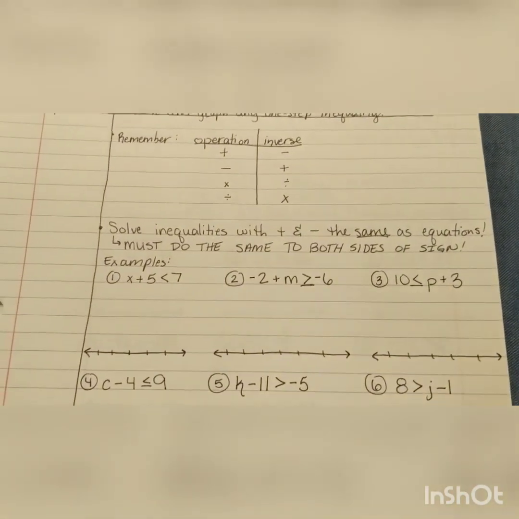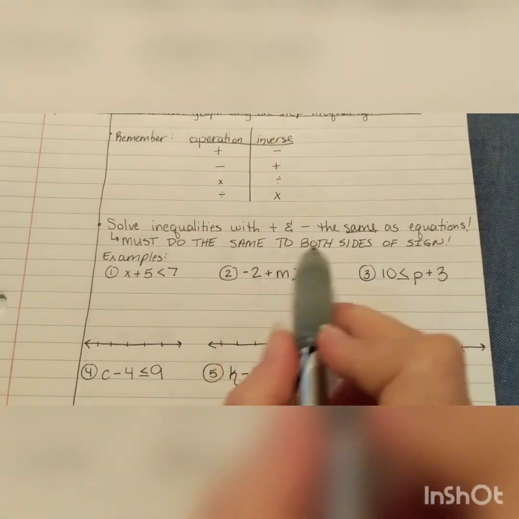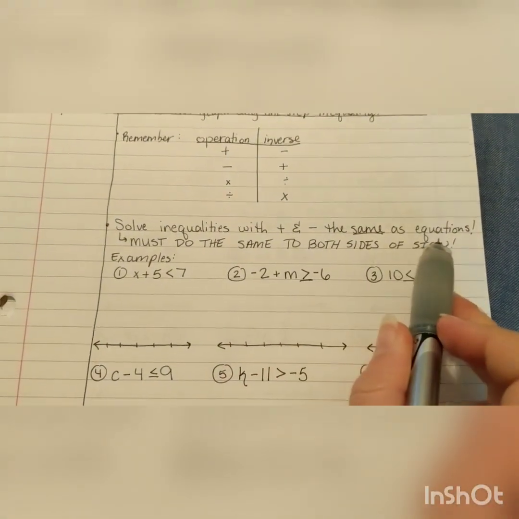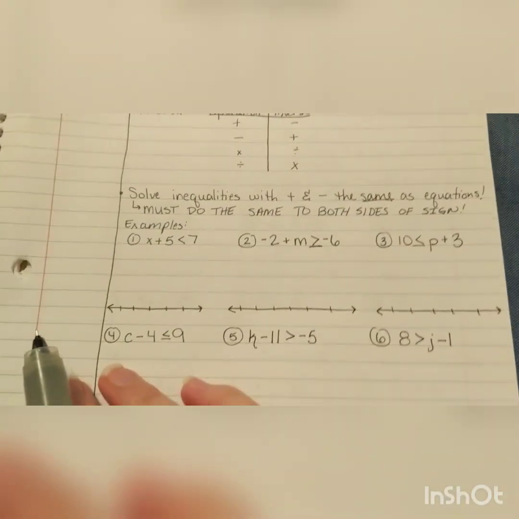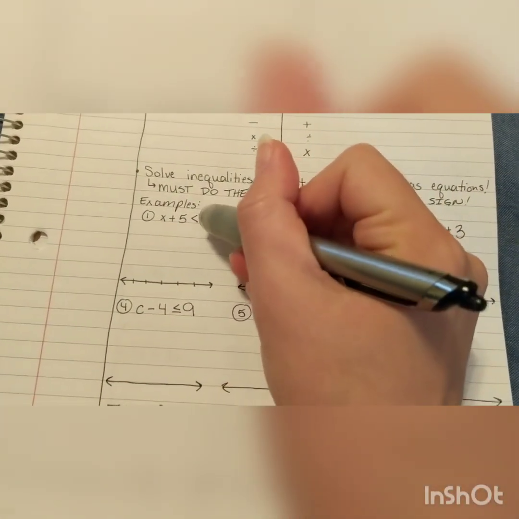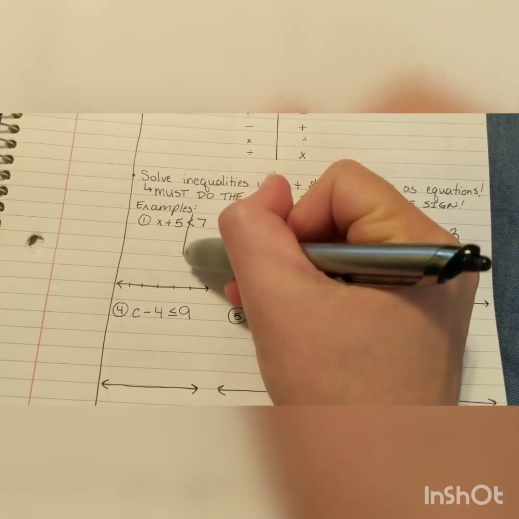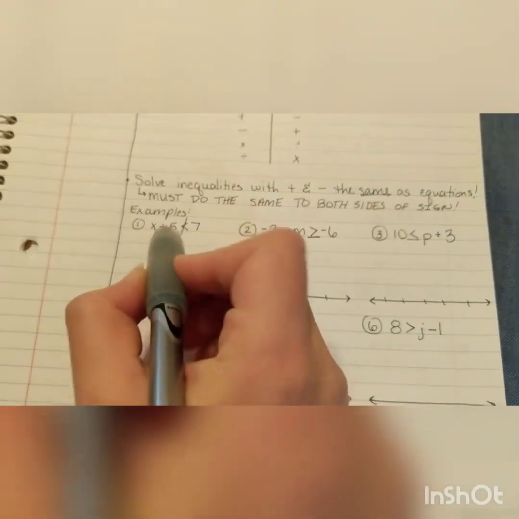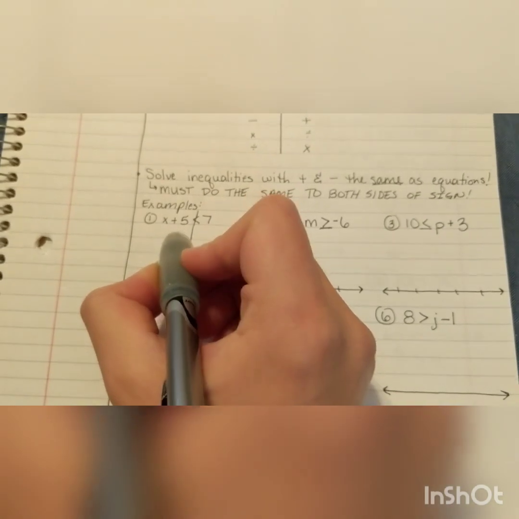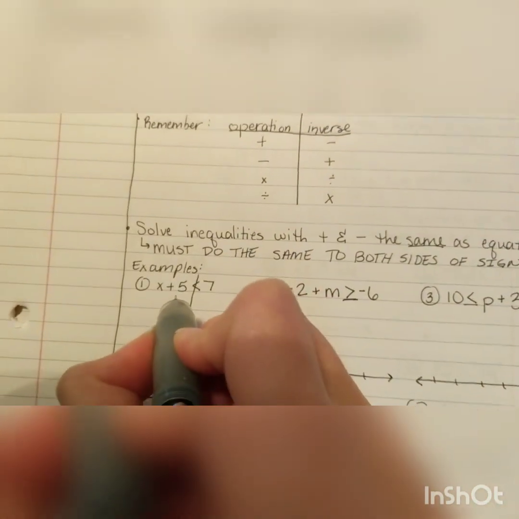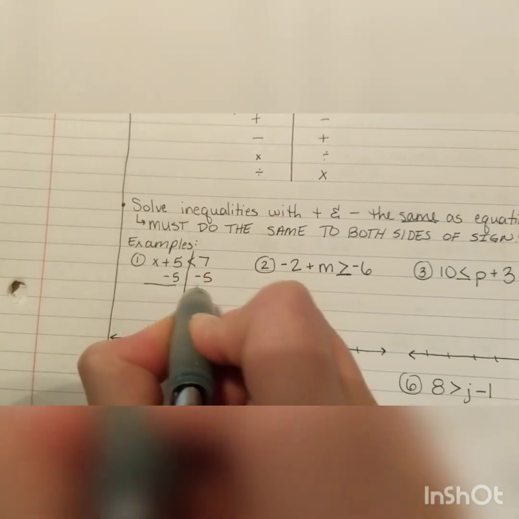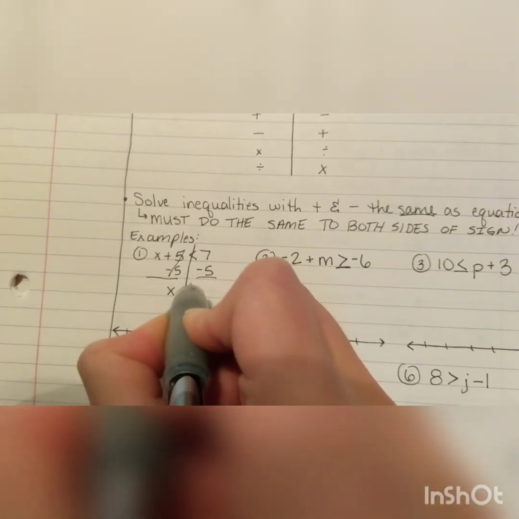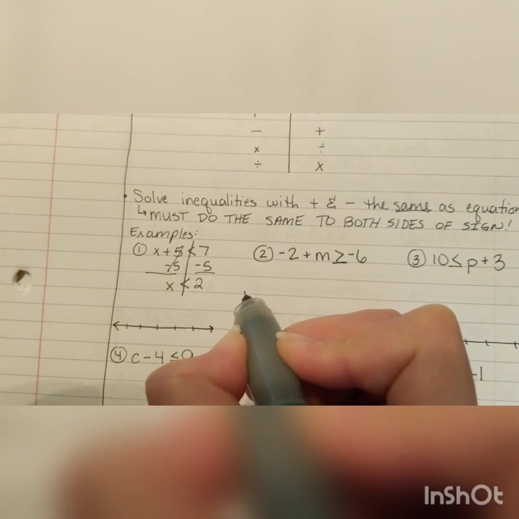So, to solve inequalities with addition and subtraction, it is the same as solving with equations. You must do the same to both sides of our sign. So that line would be right here. If I have addition, I identified this as addition, so I know I'm supposed to subtract 5 on both sides. That cancels out. X is less than 2.